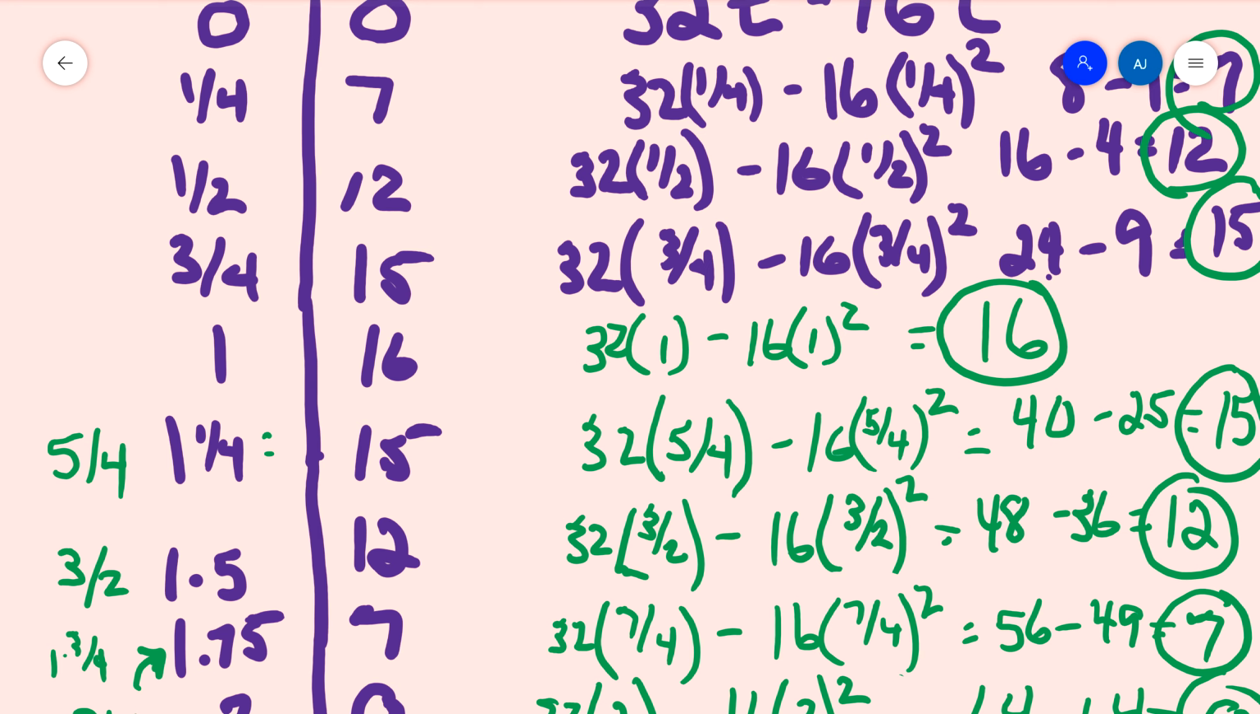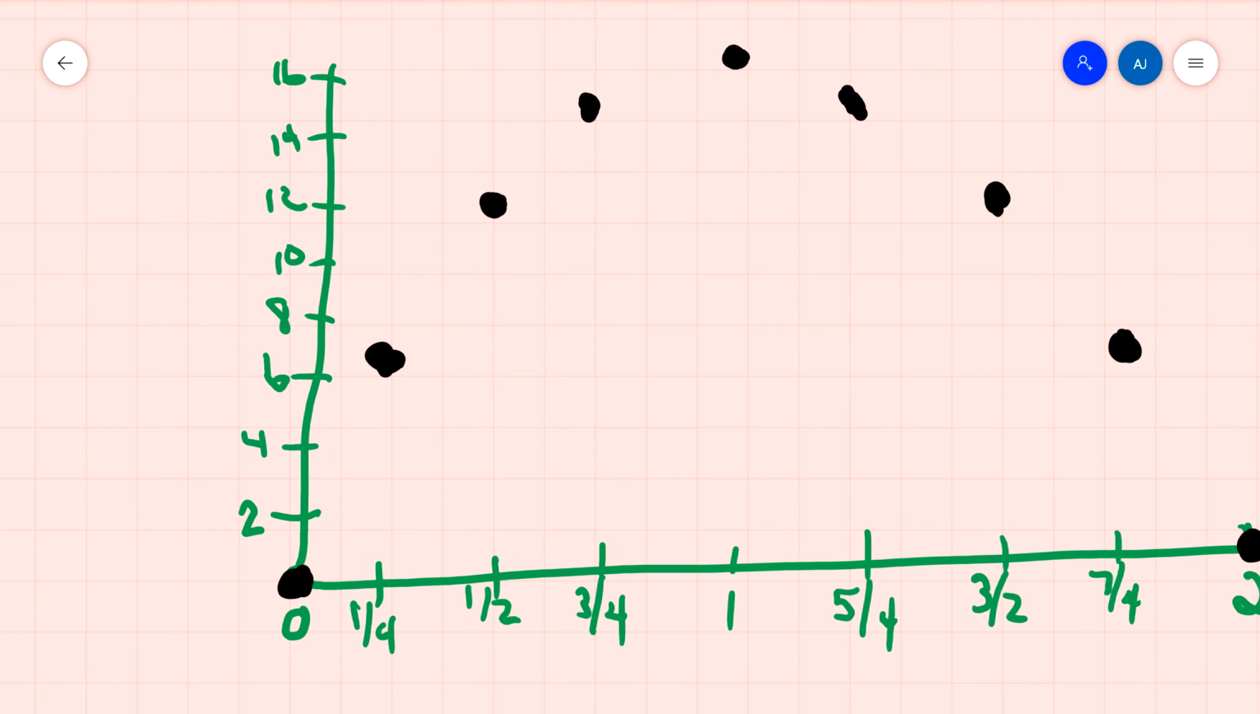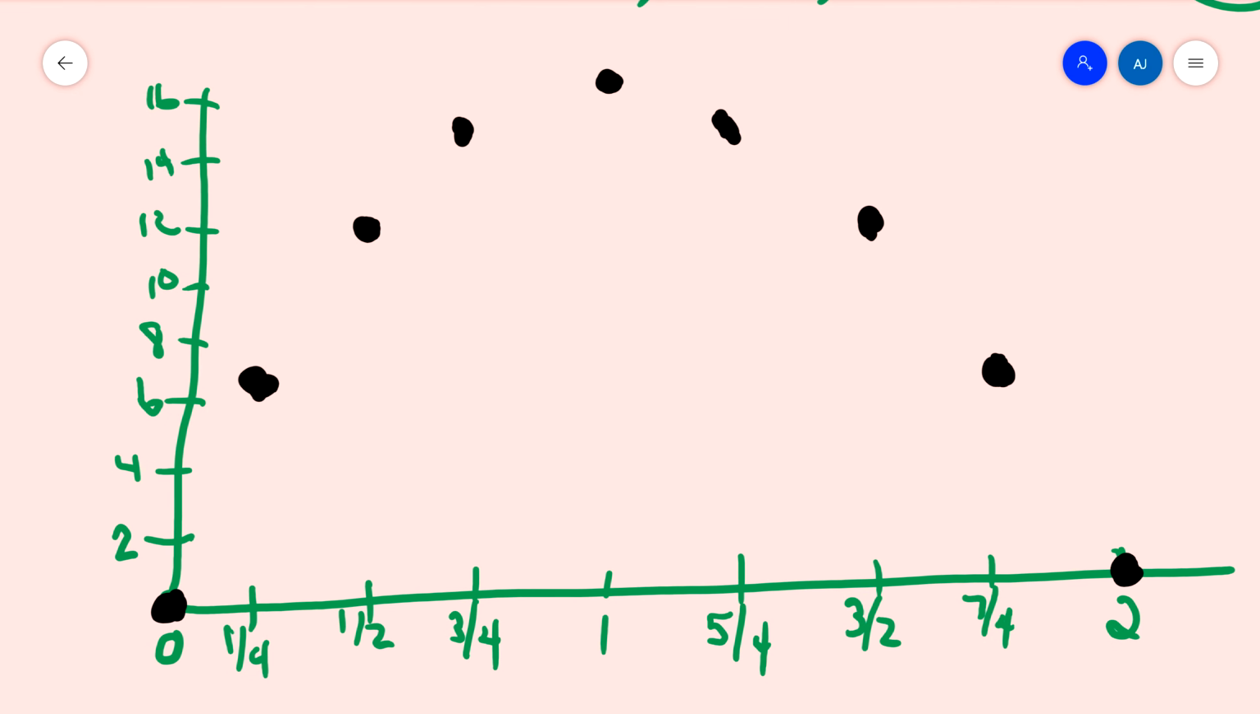And if we interpret that, after 1/4 of a second, the ball is 7 feet above the ground. After 1 second, it's 16 feet above the ground. And we can look at it here on the graph to determine that. So this is the arc of the ball. Think about pitching a softball. It usually has that motion of an arc. And we can see after 2 seconds, the arc is completed and the ball is back to 0, the ground.